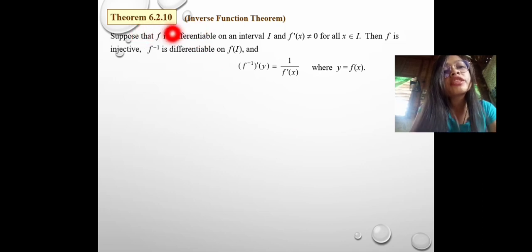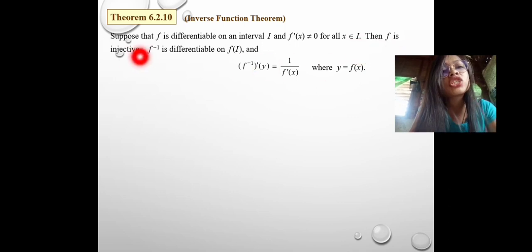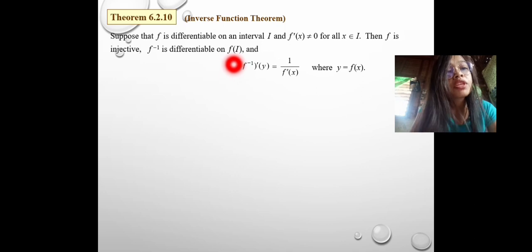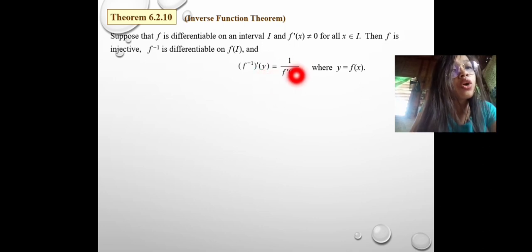Theorem 6.2.10, inverse function theorem. Suppose that function f is differentiable on an interval I and f'(x) is not equal to 0 for all x in I. Then f is injective, f inverse is differentiable on f(I), and (f inverse)'(y) equals 1 over f'(x), where y is equal to f(x).